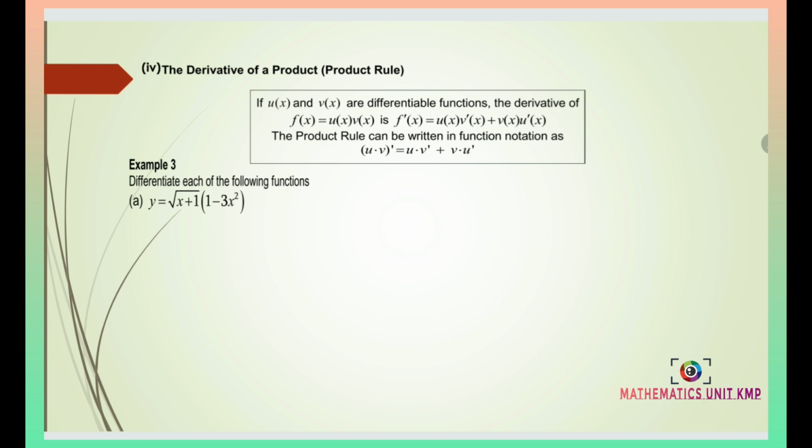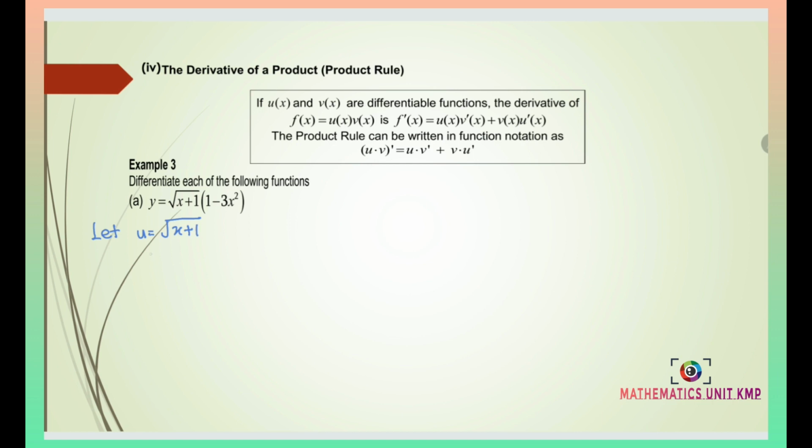Now let us look at the third example. Differentiate each of the following functions. Given y equal square root of x plus 1 times 1 minus 3x. First, we have to let u and v. Let u equal square root of x plus 1.